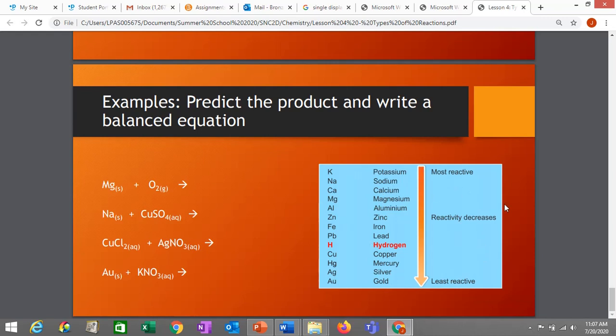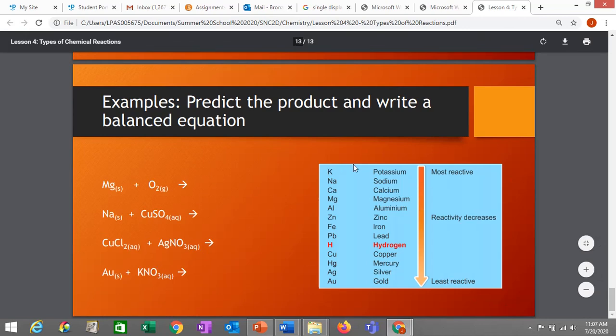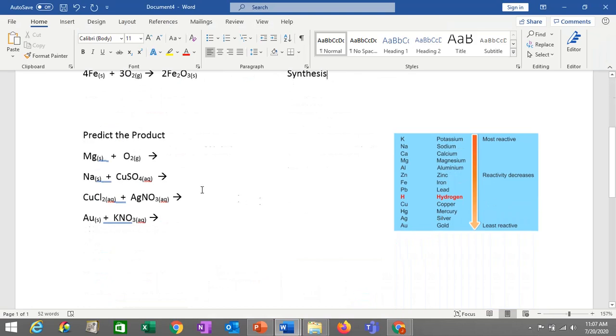Hopefully you're already aware of why you might need one of these. But if not, we're going to see in these examples why this is here. Okay, back over. Predict the product, Mg plus O2.